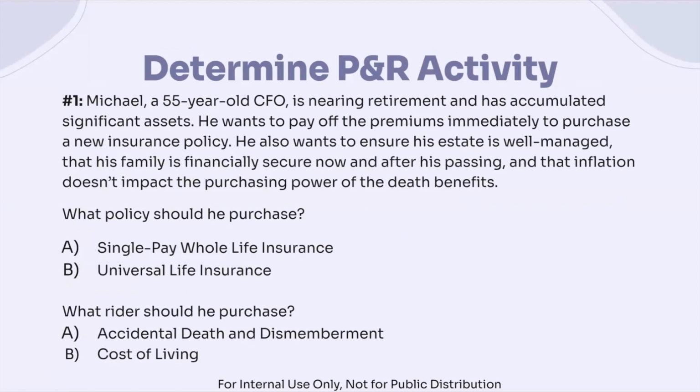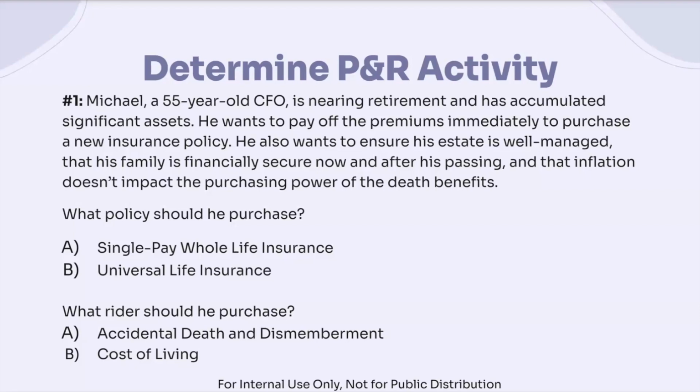In this one, we have Michael, a 55-year-old CFO, who is nearing retirement and has accumulated significant assets. He wants to pay off the premiums immediately to purchase a new insurance policy. He also wants to ensure his estate is well managed and that his family is financially secure now and after his passing, and that inflation does not impact the purchasing power of the death benefits. So let's take a moment and take a look. Based on the scenario, what would be an appropriate policy and what would be an appropriate rider added onto that? And then we'll go over it in a moment.